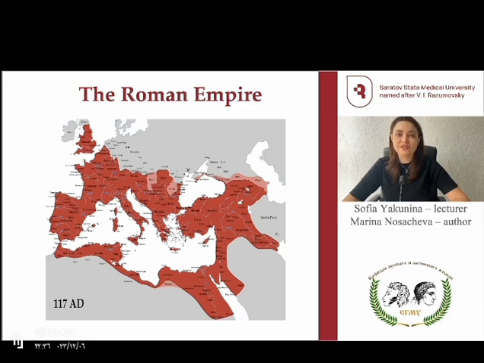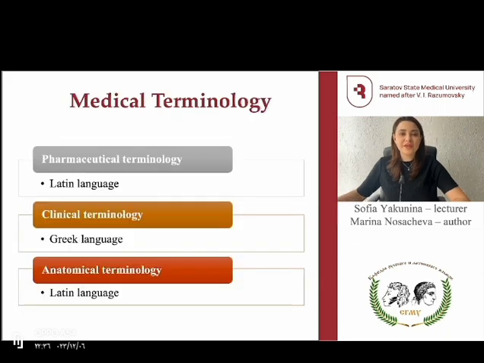Our course is devoted to the Latin language and the fundamentals of medical terminology. We will learn the most important elements of Latin grammar that are necessary for understanding and using medical terminology. Additionally, we will get acquainted with some Greek roots used in medical terminology. Medical terminology includes three subsystems: the terminology of anatomy and histology, the clinical terminology, and the pharmaceutical terminology. Thus, our course is divided into three parts: anatomical, clinical, and pharmaceutical terminology. Anatomical and pharmaceutical terminologies are based on Latin, while clinical terminology is based on Greek.